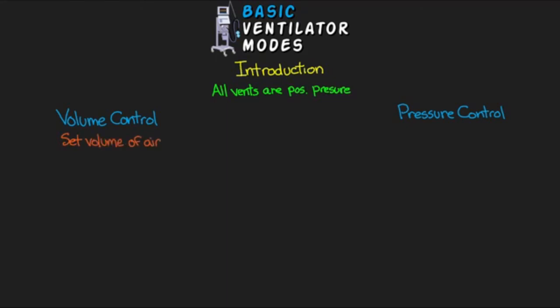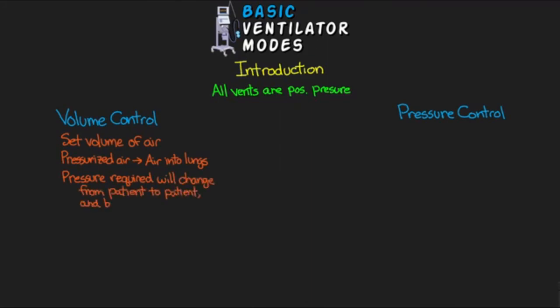And the way the vent does this is it delivers this volume by providing pressurized air, causing it to move into the patient's lungs. Now, depending on many factors, the pressure that's required to deliver this volume can and certainly will change from patient to patient and from breath to breath. This right here is a very important fact for you to remember.